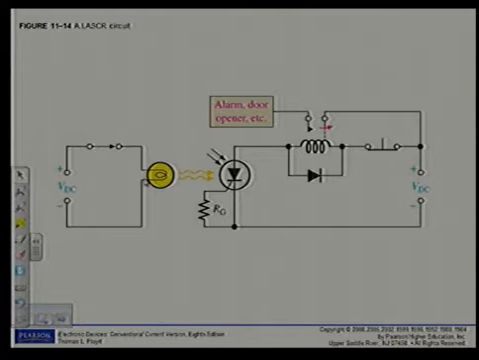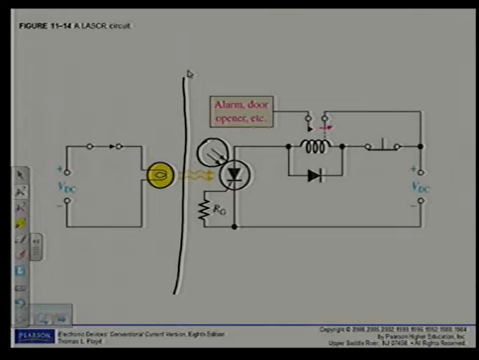Figure 11.14, there you can see there's an LASCR circuit used to energize a latching relay. The input source turns on the lamp. The resulting incident light triggers the LASCR. The anode current energizes the relay and closes the contact. Notice that the input source is electrically isolated from the rest of the circuit. You can see there's no electric connection between these two, because it is a light activated device.